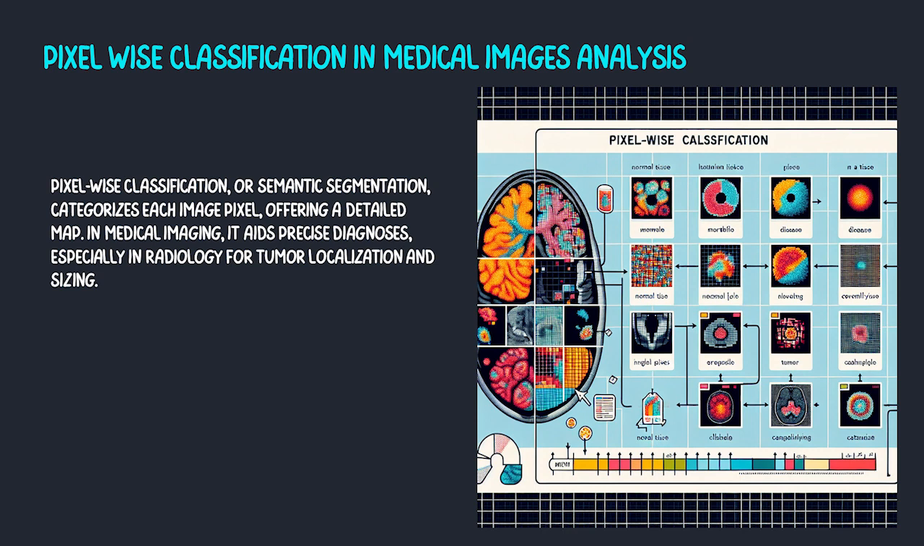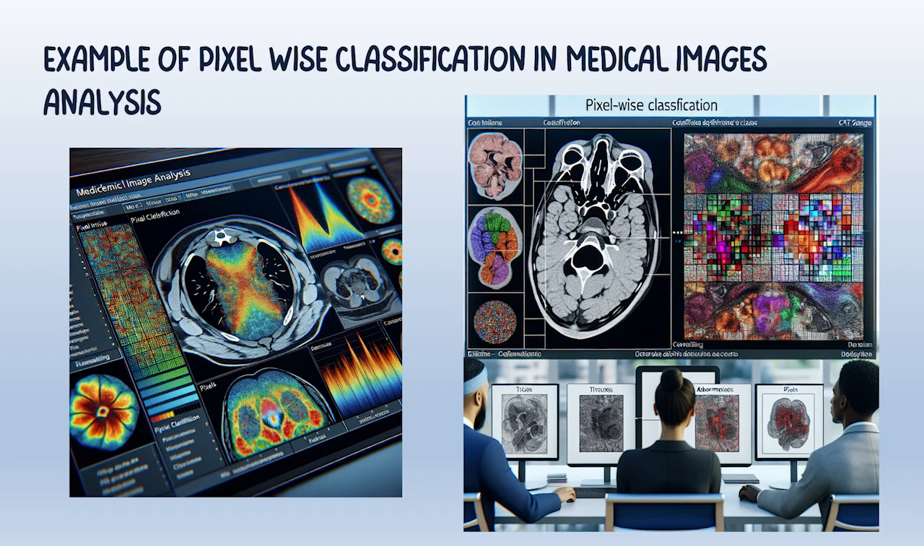For instance, in radiology, pixel-wise classification can help to precisely locate and measure the size of a tumor, which is crucial for treatment planning. For example, the infographic above illustrates the process of pixel-wise classification in medical image analysis. This process is often used in the analysis of MRI or CT images.